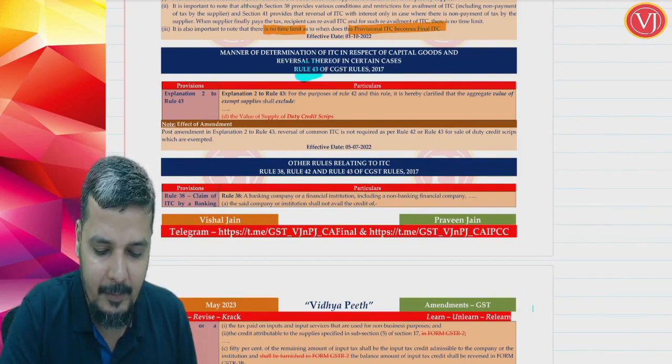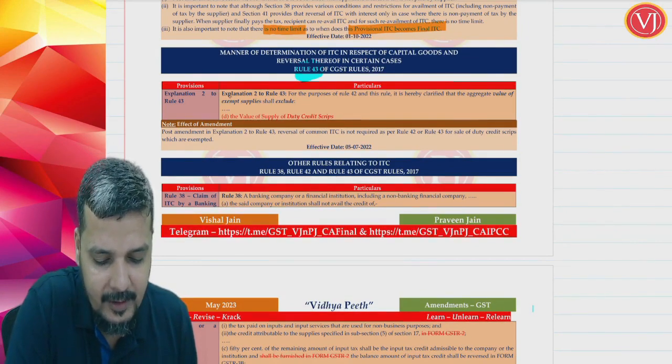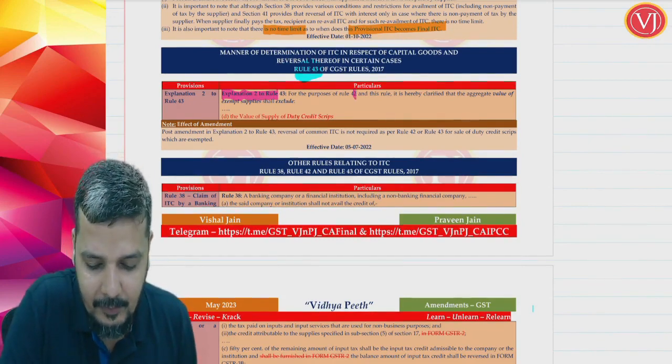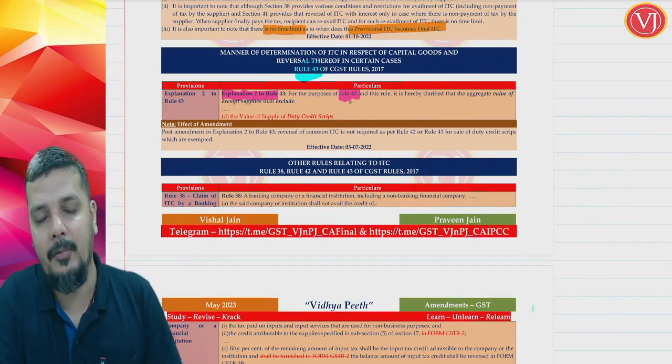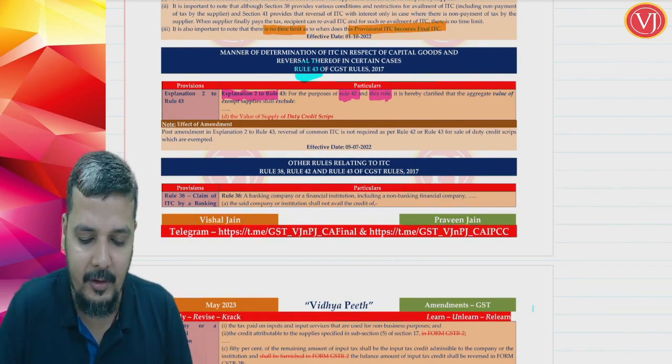Now, what is that amendment? That is an explanation to rule 43. Now, what does that explanation tell? It tells not only for the purpose of this rule but also for rule 42, proportionate ITC on your input and input services, as well as this rule 43, which is proportionate ITC on capital goods.